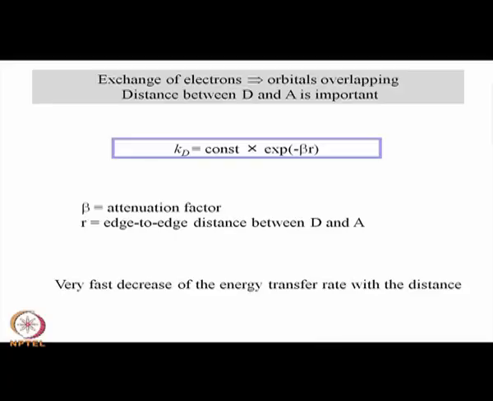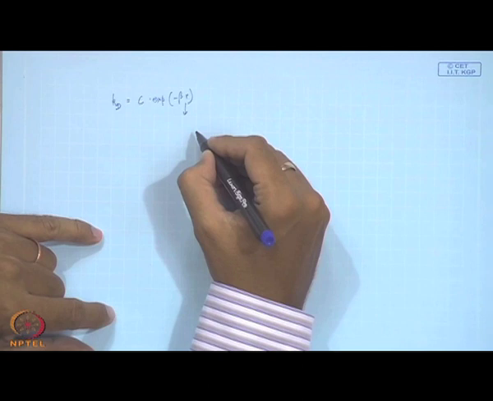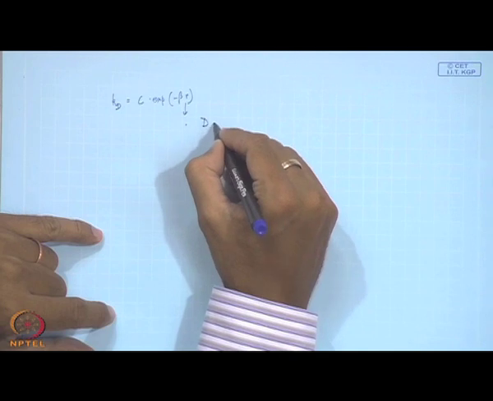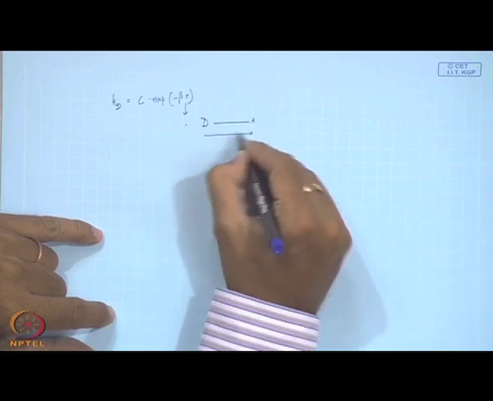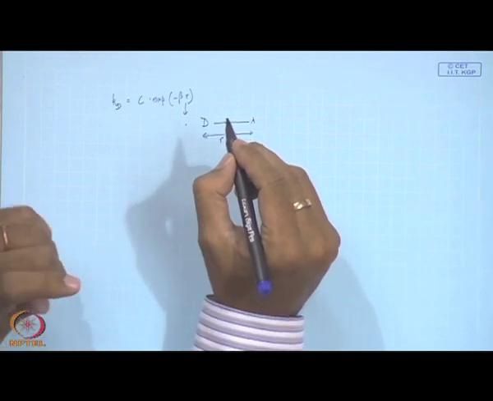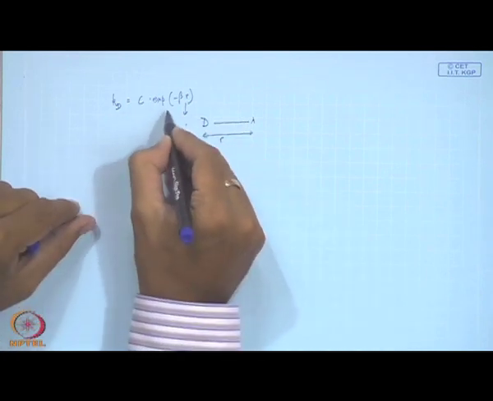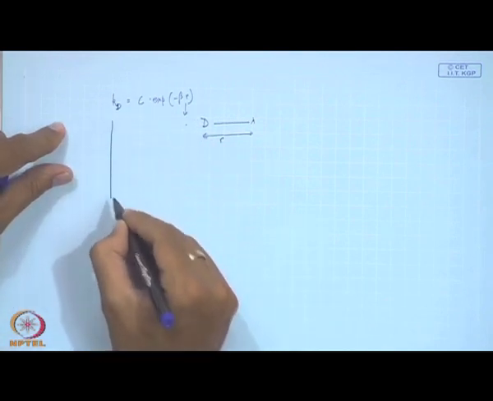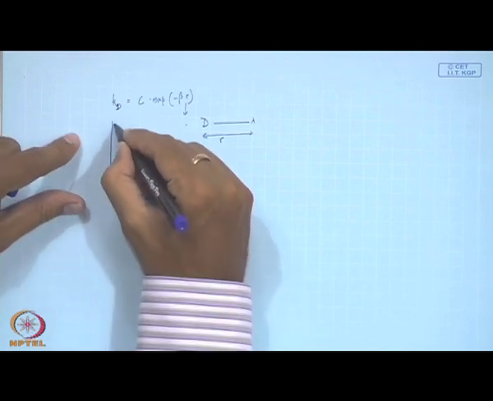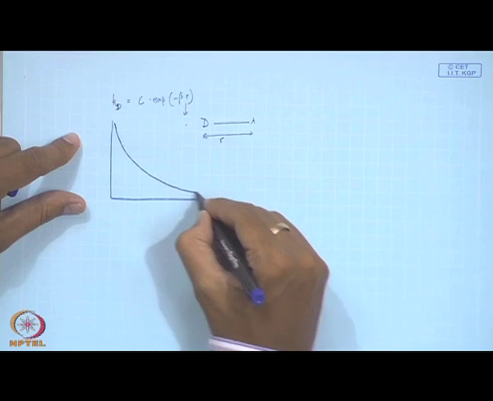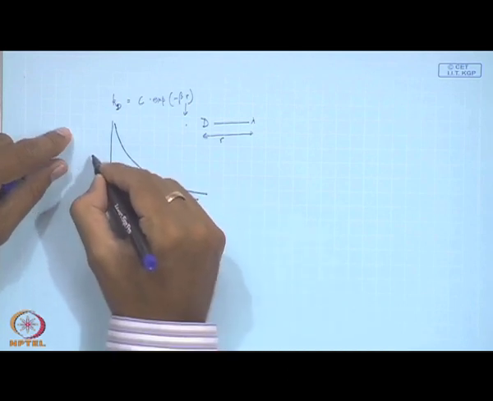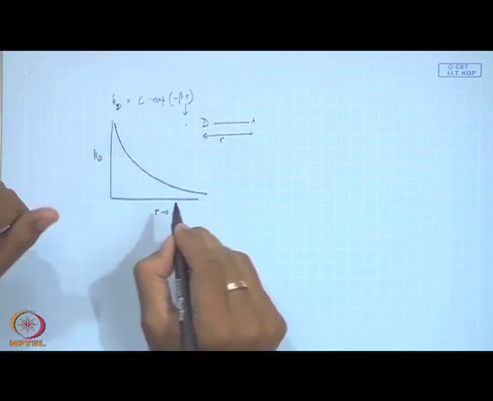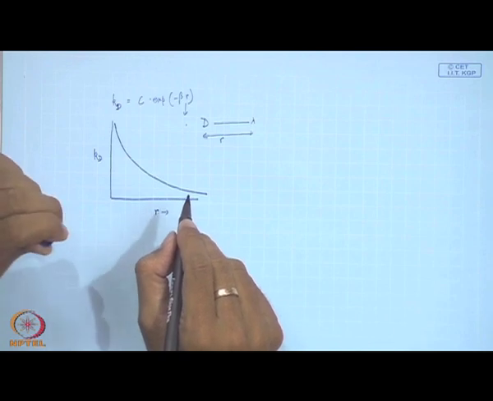And r is your end to end or edge to edge distance between this donor and acceptor. Okay. And naturally, since it is exponential, with distance it rapidly falls. So, it will fall exponentially. Okay. So, this is kd with r, where r means end to end or edge to edge distance between the donor and the acceptor.